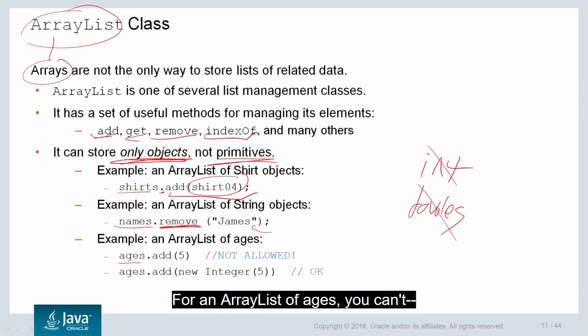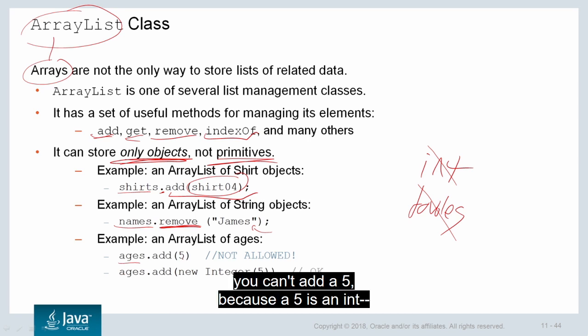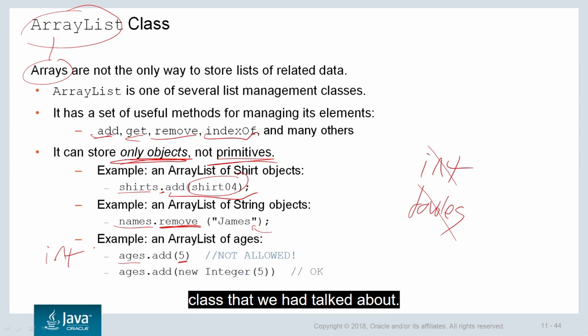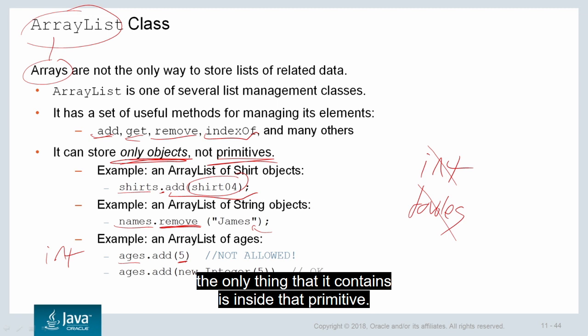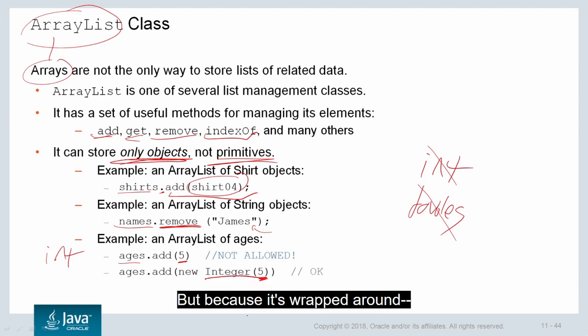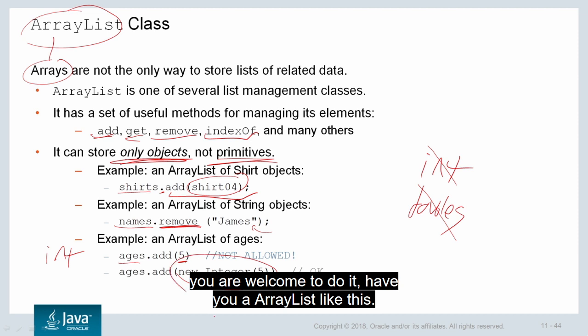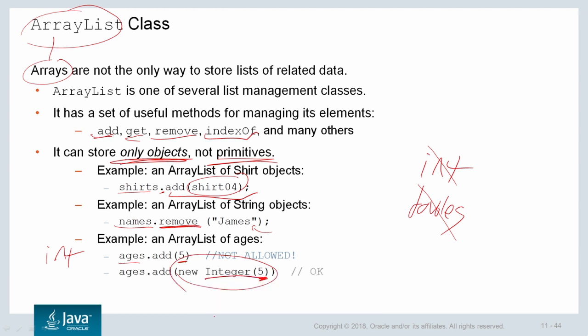For an array list of ages, you can't add a 5 because a 5 is an int, a primitive. Instead, you have to use, remember, the wrapper class that we had talked about. So Integer 5, it provides a wrapper class. It creates an object, and the only thing it contains is that primitive inside. But because you have that wrapper that produces it as an object, you are welcome to do it. Have your array list like this.